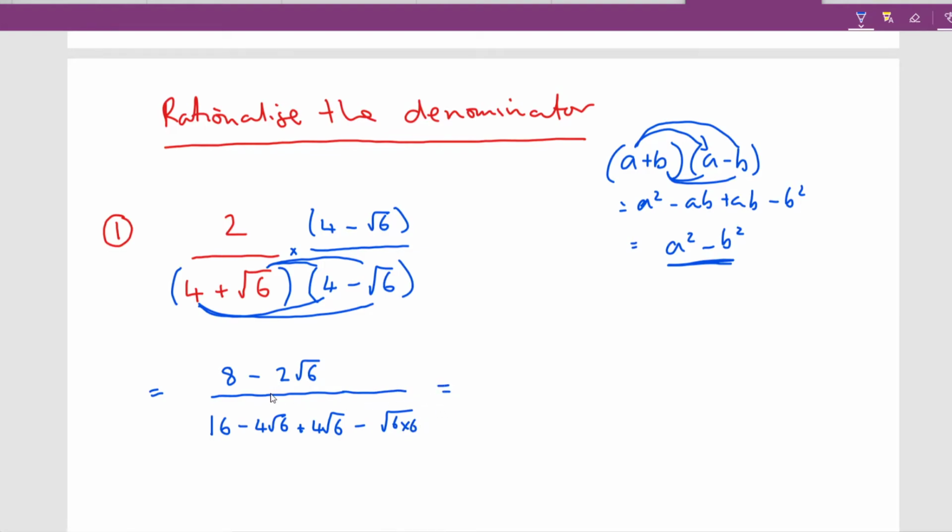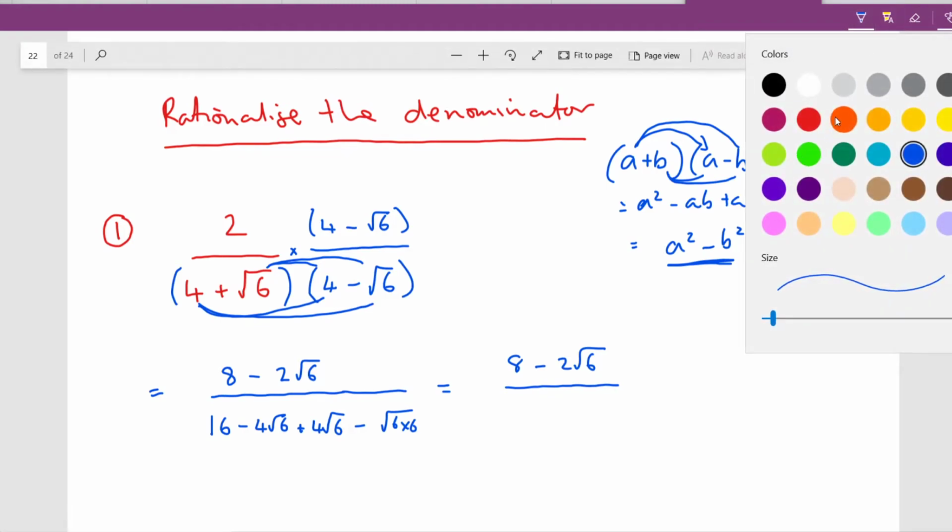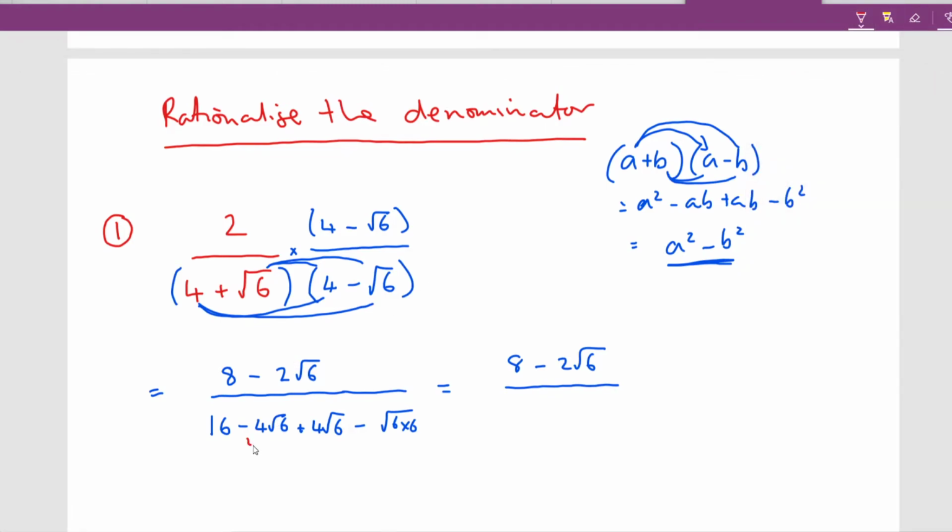So what happens here, which is crucial, is this is 8 minus 2 root 6, and at the bottom what you notice now is these two middle terms cancel. Okay, they cancel each other out, one's negative, one's positive, and this becomes 16. And this is 36, and root of 36 is just 6. So literally, the square root of 4 is 16, and square root of root 6 is 6. The difference between two squares.